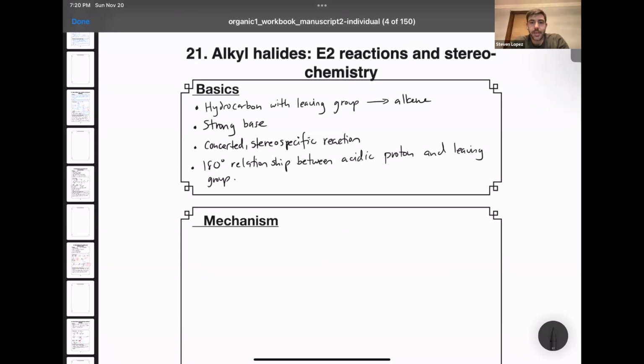Today, we're going to be talking about E2 reactions and the important stereochemical relationships that are needed to promote one of these reactions. Here are the basics. First, the typical example of a molecule that can undergo an E2 reaction is a hydrocarbon with a leaving group attached. This can be an alkyl halide. This can be a protonated alcohol. There are a lot of options here. And with a base, this will form an alkene. It typically needs to be a strong base.